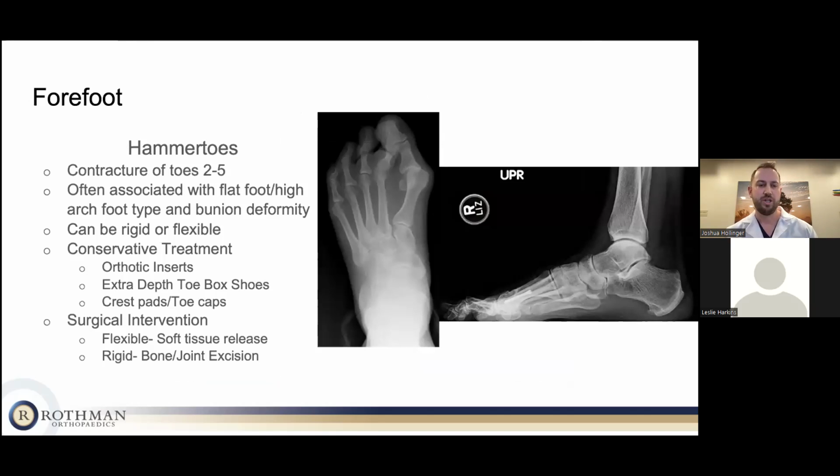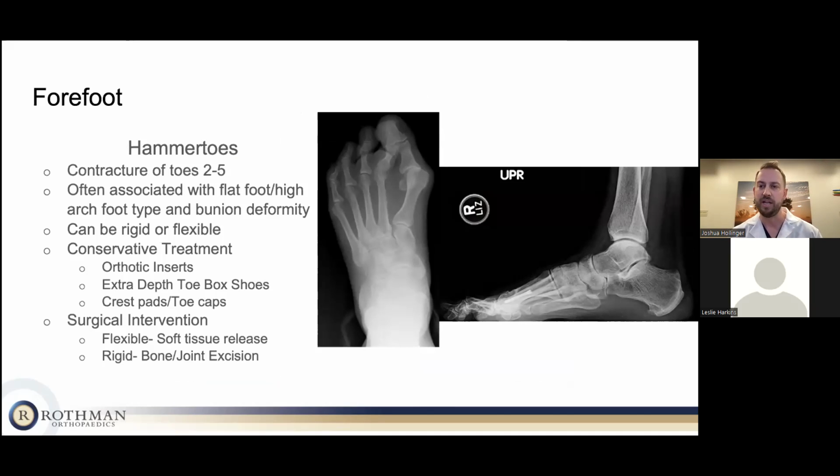Hammer toes are a big issue in the forefoot as well. We see quite a few of them. We're mostly talking about the lesser toes, so toes 2 through 5. It's often associated with a flat foot or a high arch foot component, and very, very often is a component of bunion deformity. We will many times have patients that perhaps have mild to moderate bunions, but come in because the second or third toe is beginning to contract in a hammer toe deformity.